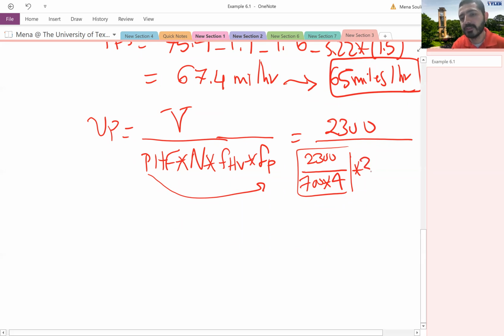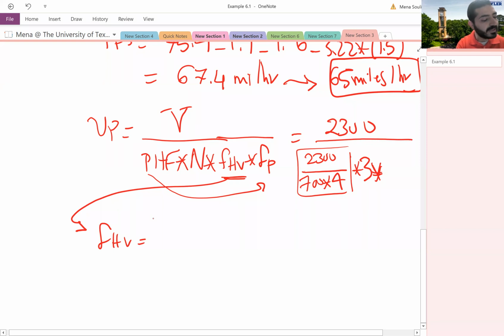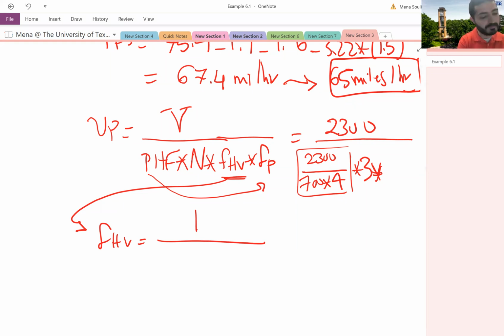So the number of lanes here is 3 times FHV. So we need to calculate FHV. And again, if you recall, we've done that last time. The equation for FHV is equal to 1 over, and just do the equation. Now I'll give you the equation number. So it's equation 6.5 in your textbook.